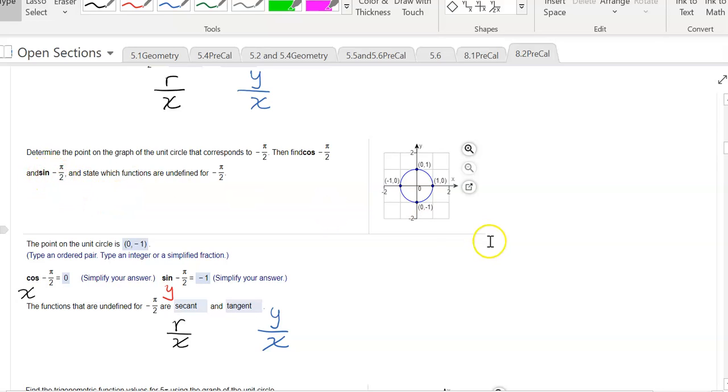Then we have negative pi over 2. Once again, we're going in a clockwise direction. We're in the negative direction by 90 degrees or pi over 2. So we're looking at 0, negative 1 and following through.